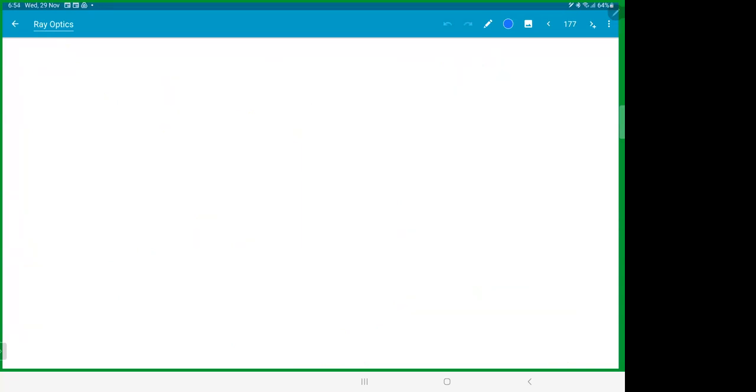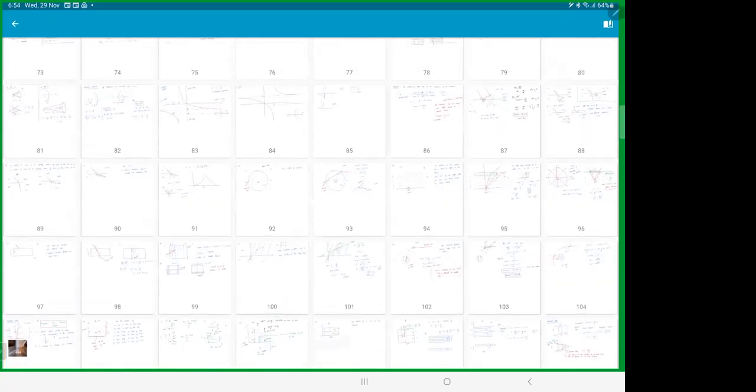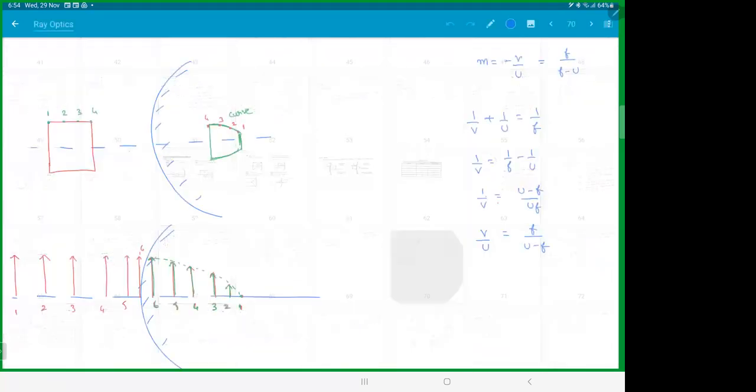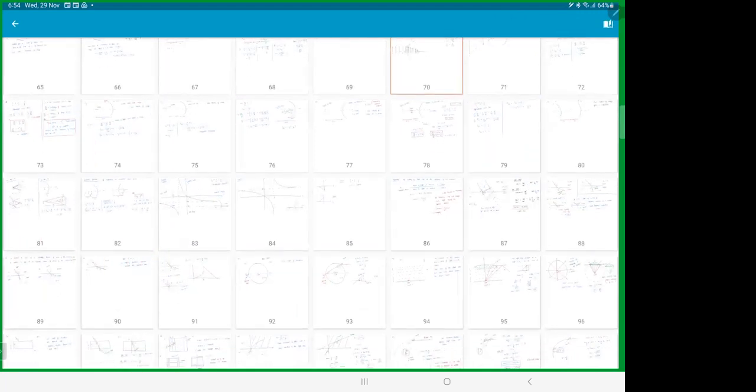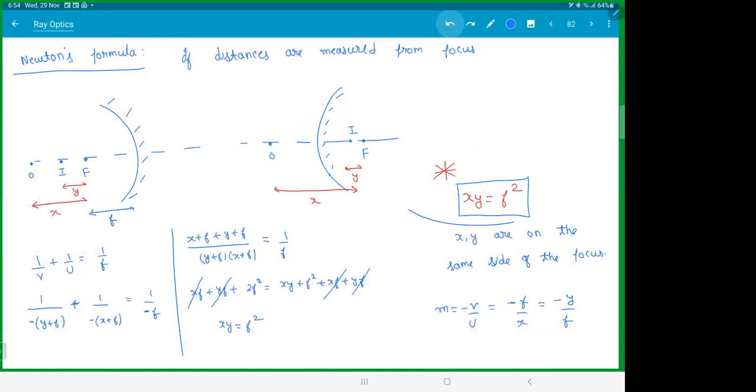Next one. Newton's formula of lenses. Hope you remember we did this in mirrors. Anyone remembers the formula? Newton's lens formula, Newton's mirror formula? If you take the distances from the focus instead of the pole, the focal length squared will be x1 x2. Anyone remembers that? Where did we do that? This was the formula. xy is f square. Don't forget the results.